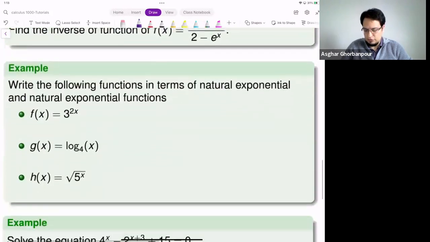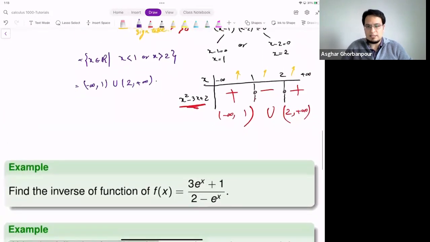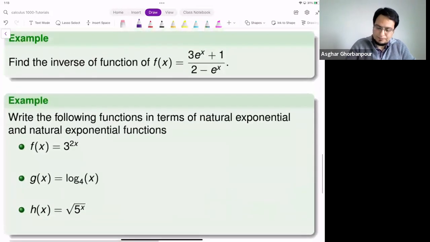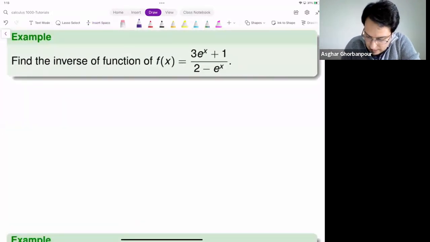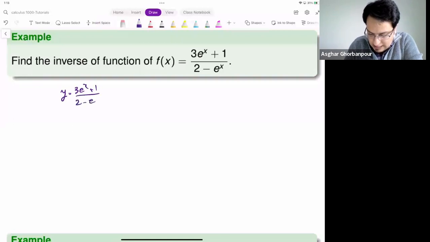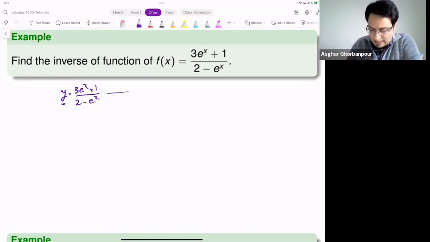I think I have 3 questions. I should go a little bit faster here. See, finding the inverse of a function, you remember I take an output and try to see what is the input which gives you that output. Yes. So in other words, you start with this guy and try to solve it for x.